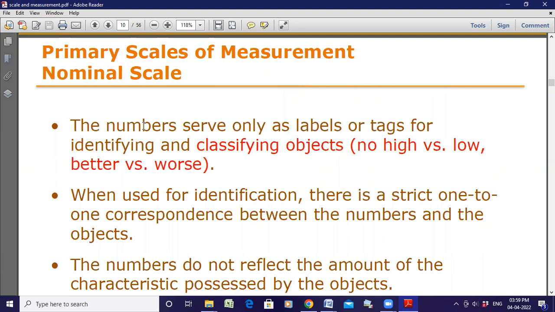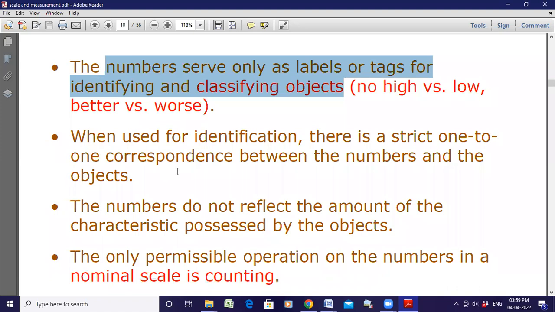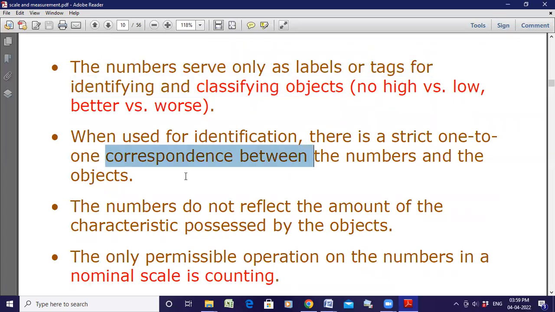Now, the numbers serve only as labels or tags for identifying and classifying objects. Just now I have told you that they are nothing but some identifier. When used for identification, there is a strict one-to-one correspondence between the numbers and the objects.